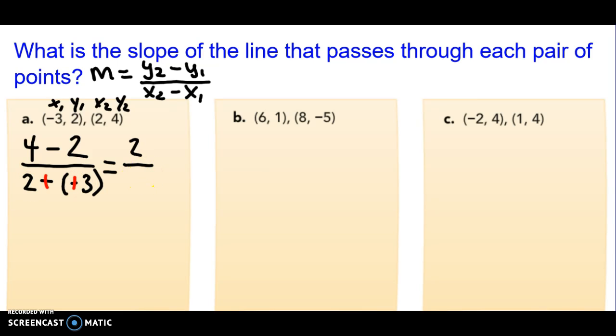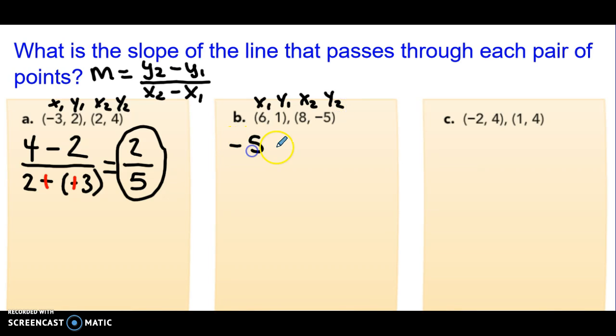So 2 plus 3 gives me 5. So my slope to my ordered pairs is 2/5. Let's do the next one. x1, y1, x2, y2. Set up your fraction.